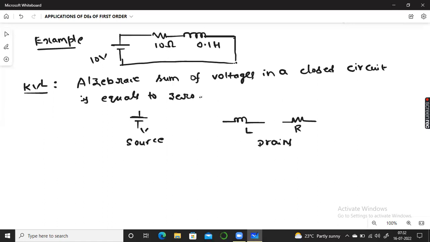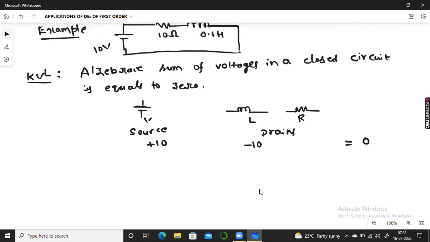Suppose it is giving 10 volts, let us say plus 10. The drains take voltage, so minus 10. Plus 10 minus 10, the sum of voltage is equal to zero. This is Kirchhoff's voltage law, the universal law of energy: energy can neither be created nor destroyed, it changes from one form to another. In the same way here, the 10 volts I am giving is consumed by R and L. That is the simple equation. Now, how to write this equation?